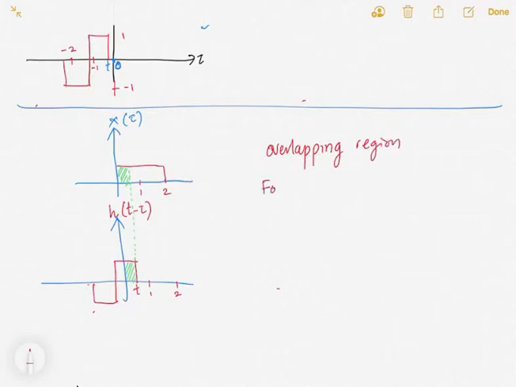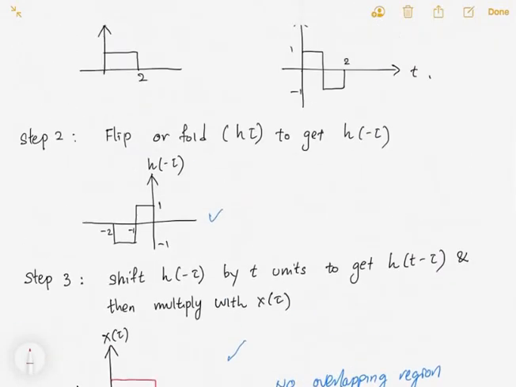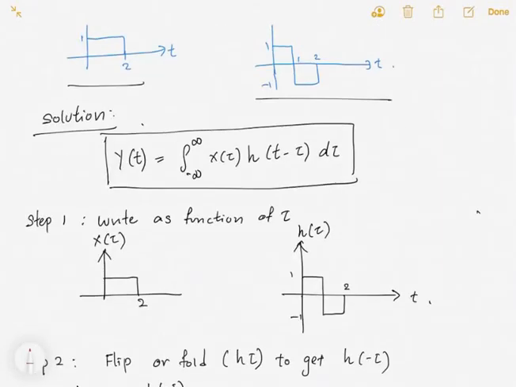For t less than 1 and more than 0, your overlapping region, based on the formula I gave you just now, is x(tau) multiplied with h(t minus tau).